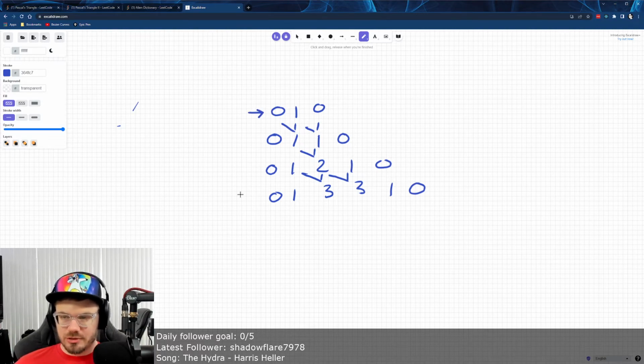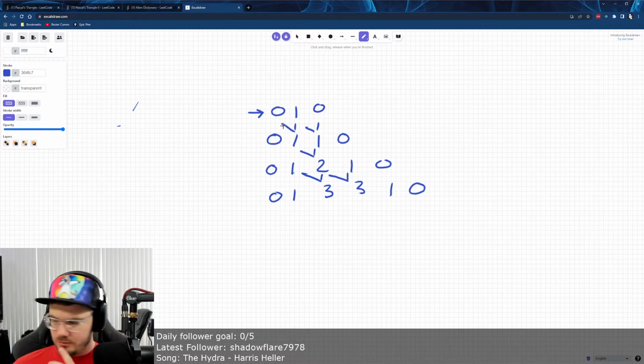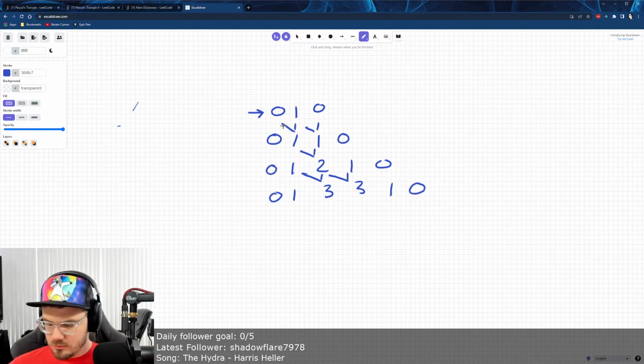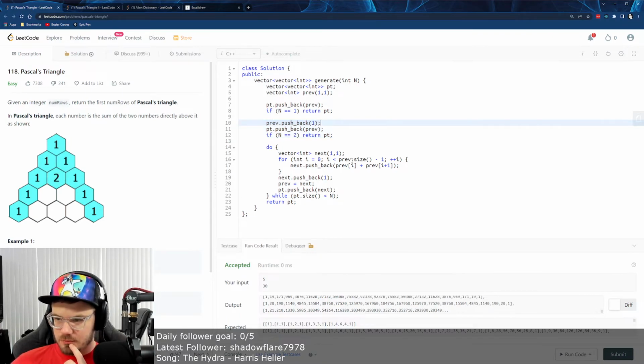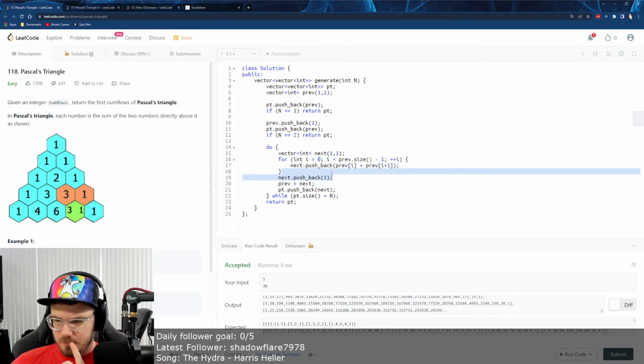You still have to initialize the first row to 1, but your code doesn't have to handle the first 2 rows manually, whereas my solution does do the first 2 rows manually. Yeah, and this looks right.